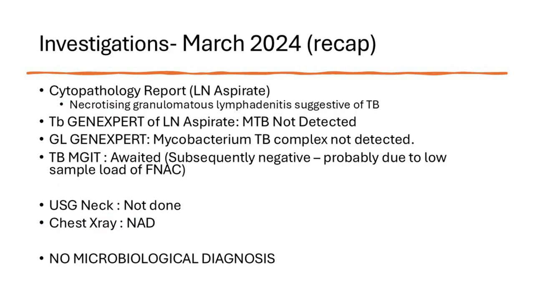Just to recap the investigations we have till now, we knew that there was a lymph node aspirate showing necrotizing granulomatous inflammation. We had a lymph node aspirate TB Genexpert which had not detected MTB. The child had also undergone a GL Genexpert where MTB was not detected. TB MGIT, which was awaited, subsequently turned out to be negative. This could also be due to the low sample load which we get in FNAC. A USG neck was not done at baseline. X-ray was normal. So we did not really have any microbiological diagnosis.